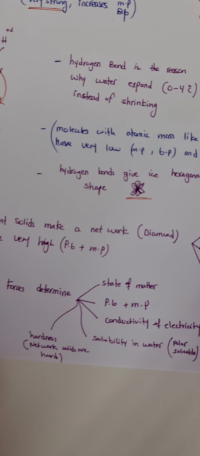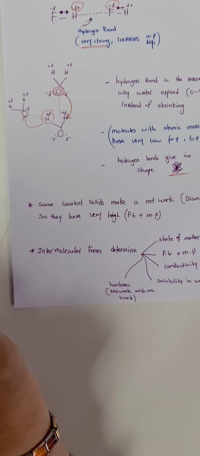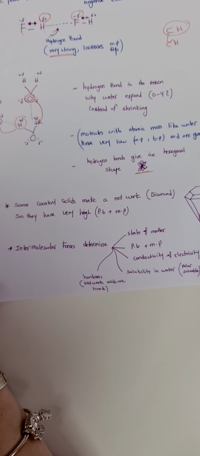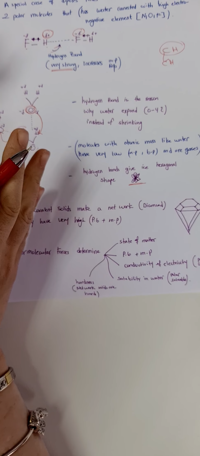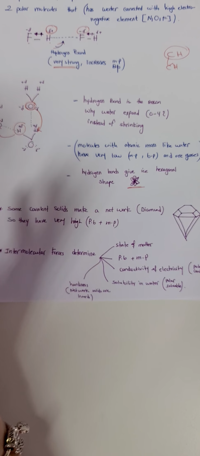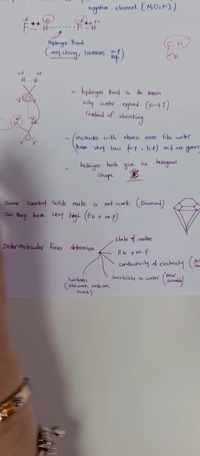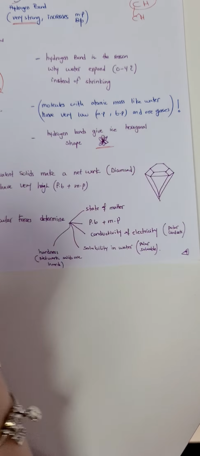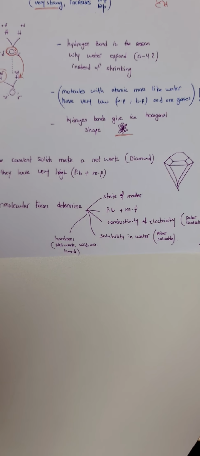And also the hydrogen bond is the reason why water expands when it freezes rather than shrinks. Why? Because this huge amount of forces, when I have it in ice, tries to keep the molecules far away from each other, so the distance becomes larger, and the water becomes larger when it becomes ice.